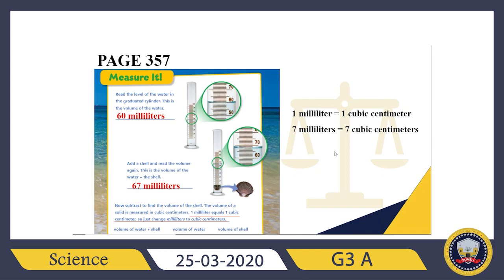It means, I know the volume of water plus shell equals 67 milliliters, so I need to write 67 milliliters for this blank. And then I know the volume of water equals 60 milliliters. So I need to write 67 minus 60 equals what? 6. Good job. So it will be 6 milliliters, which means 6 cubic centimeters.